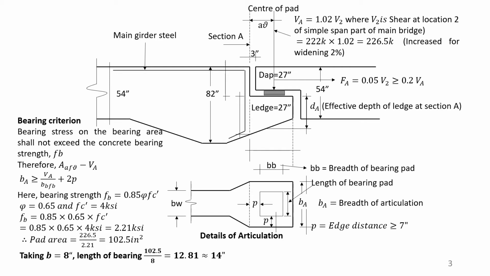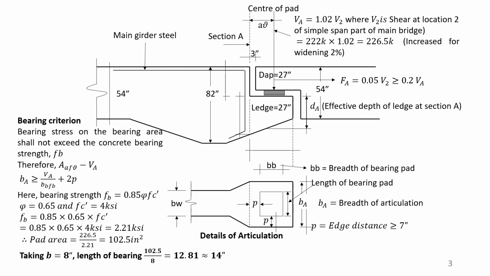There will be a bearing plate. Above the bearing plate, the portion is known as dapped end, and the depth of this dapped end is 27 inch, and the bottom portion is named as ledge. It is 27 inch at the face, and for the normal beam slope of the anchored span, main span, the bottom portion will be sloped towards the interior support, and this is the situation, and this is the section, and the black portion is the bearing pad. The black rectangular portion is the bearing pad.